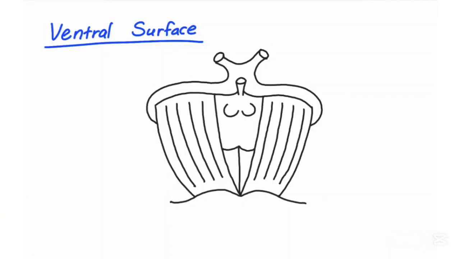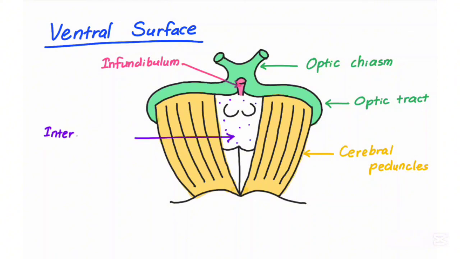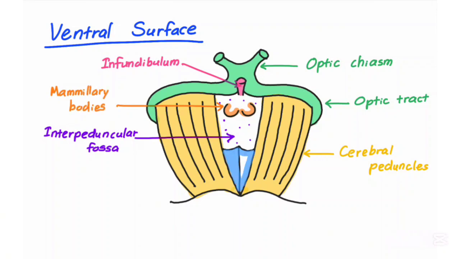So here you can see a rough sketch of the ventral surface. Here is the optic chiasm and the optic tract, and then the infundibulum, and in a V shape you can see the cerebral peduncles, and in between the cerebral peduncles there's the interpeduncular fossa. In that, superiorly the mammillary bodies are present, and inferiorly the posterior perforated substance is present.